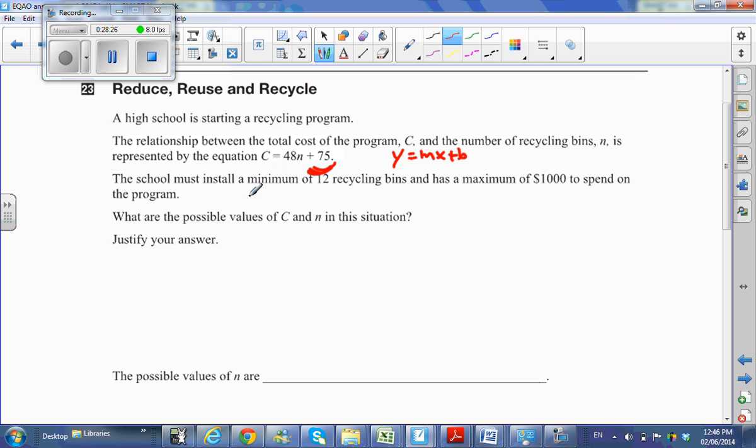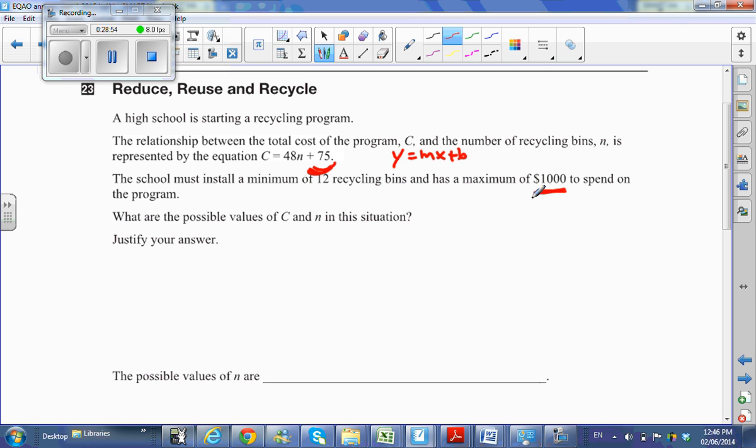Okay, so they want to have a minimum of 12 recycling bins. Maybe they have 12 rooms in this school, and they have a maximum of $1,000 to spend. Okay, so it says, what are possible values of C and N? So we could just say, let's say N equals 20 and figure out what the cost is, provided it didn't go over the max of 1,000. So we might want to, first of all, find out what the maximum number of bins is. We know the minimum is 12, and we could also see what the maximum is.